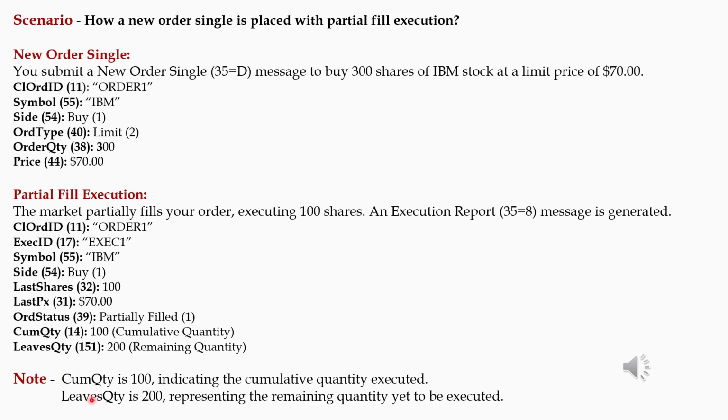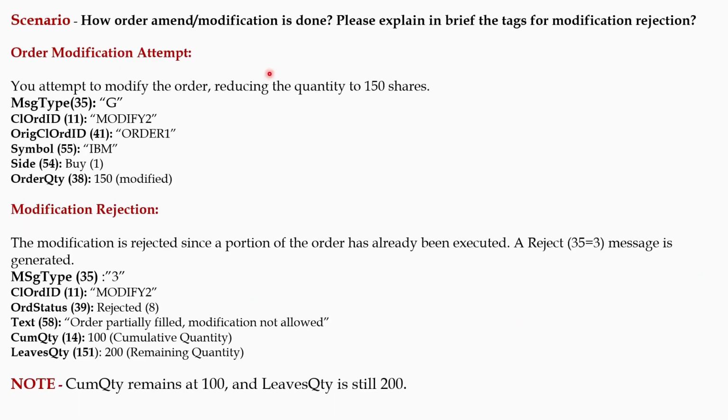So an important note here, cumulative quantity is 100, indicating the cumulative quantity executed, and leaves quantity is 200, representing the remaining quantity yet to be executed. So this is how the partial fill execution looks like and the important tags in that. Let us see the next scenario.